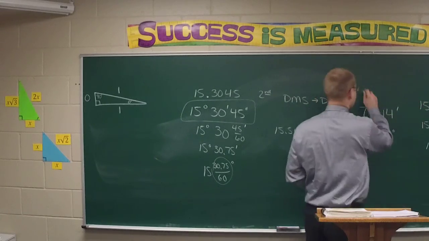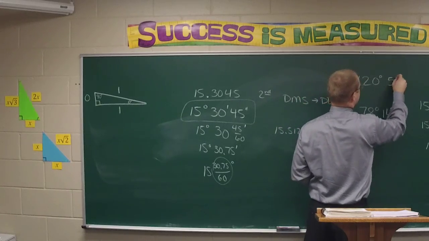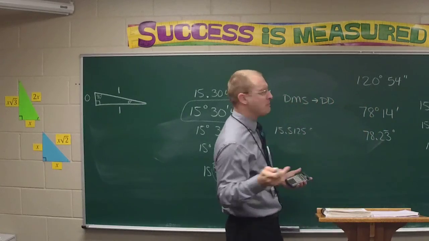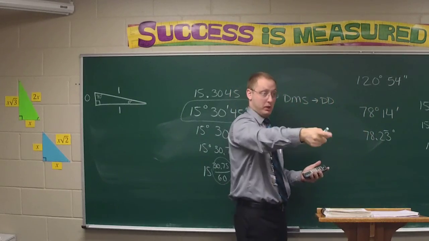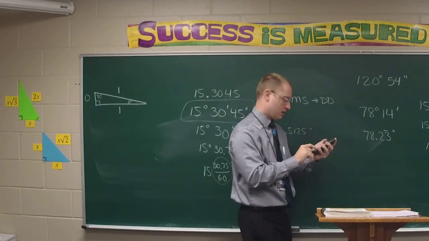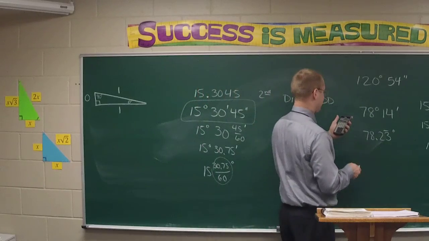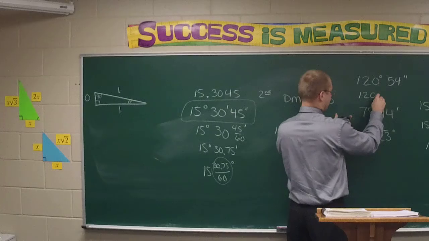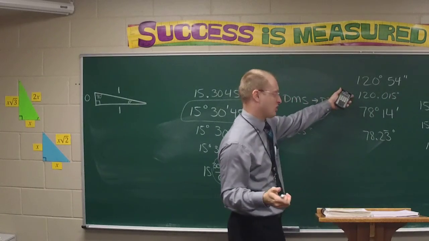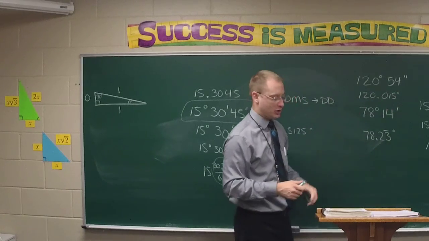What if we had 120 degrees, 54 seconds? Well, what happened to the minutes? You just put 0. There weren't any, so we'll put 0, 00, so 120.0054. And of course, it's going to be just the tiniest bit of extra degree, 120.015 degrees. Okay, so barely any more degrees at all, right? 54 seconds is such a tiny part of an actual degree.